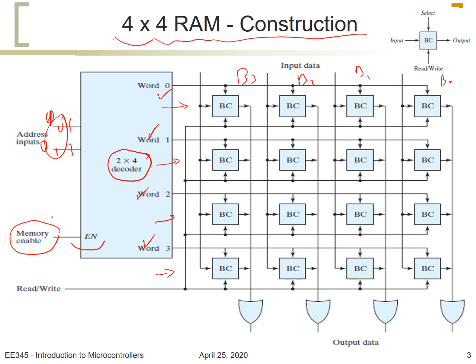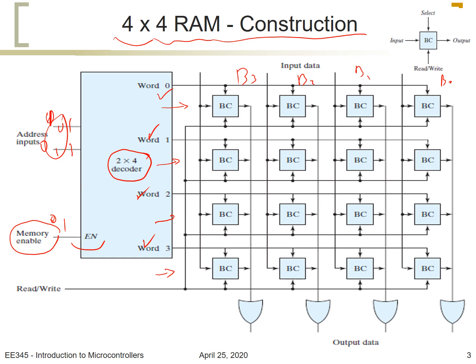If it is 0, memory will not be enabled, so no read or write, and if it is 1, the memory will be enabled, and we will be able to perform either the read operation or the write operation.